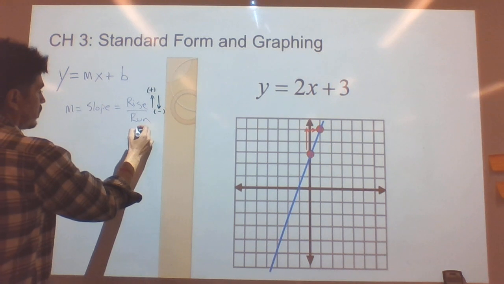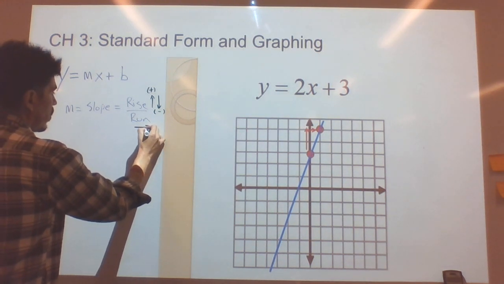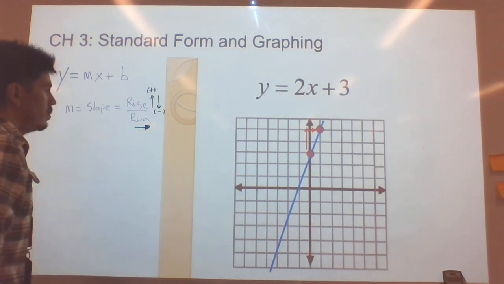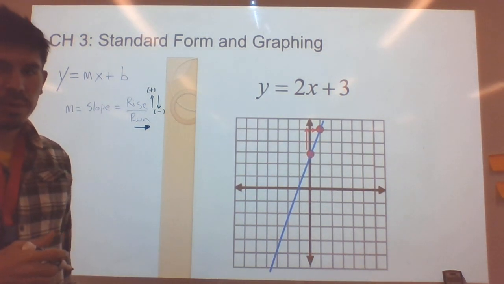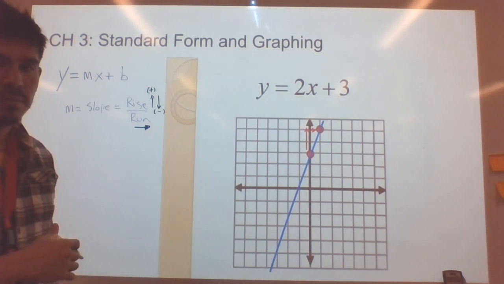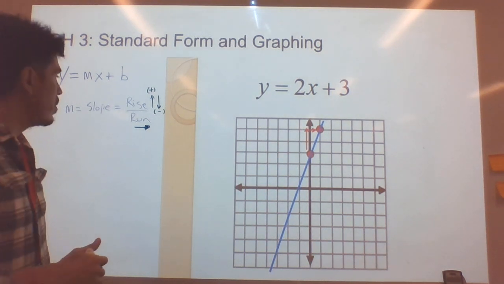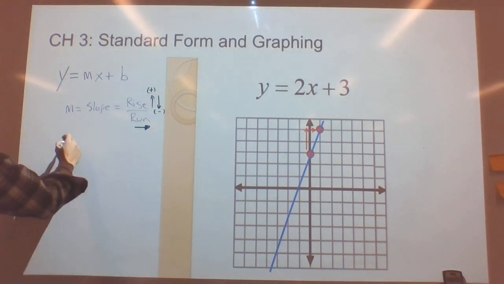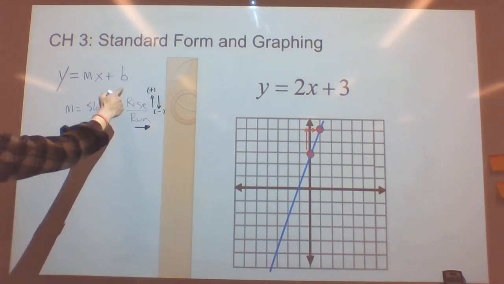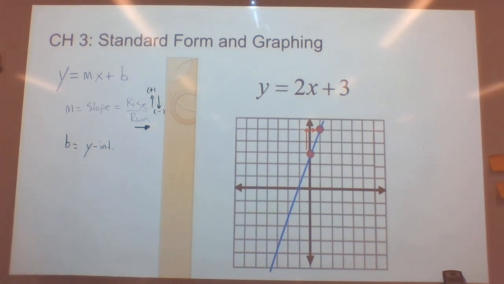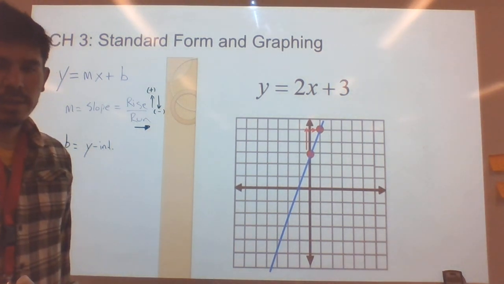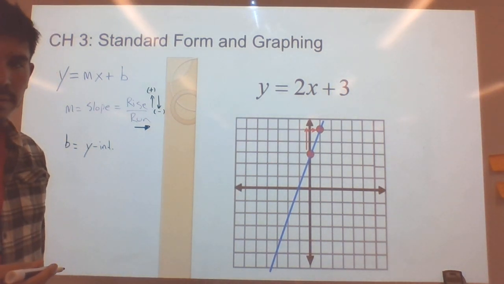That's always going to be left to right. So if we write this down and look at this example for future problems, we can go ahead and graph. The important thing is going to be my b value. That's going to be my y-intercept. That tells me where the line crosses the y-axis.